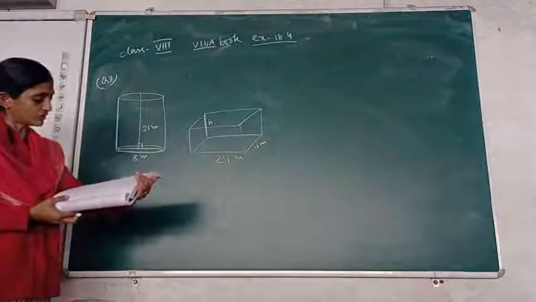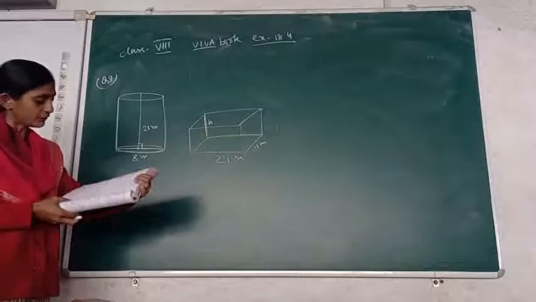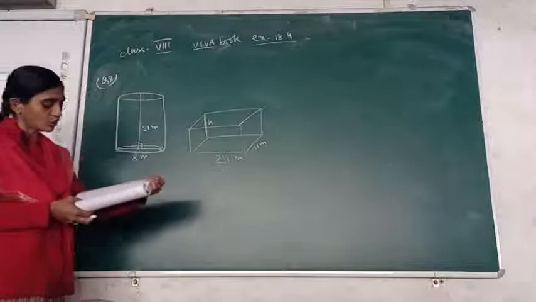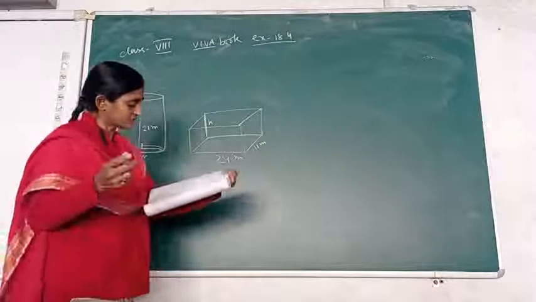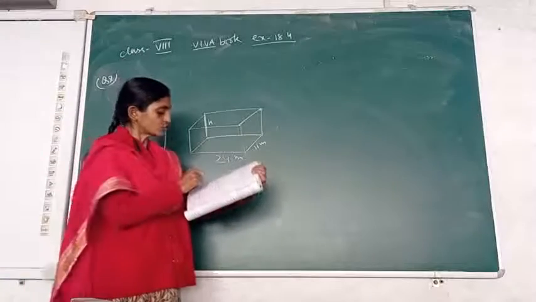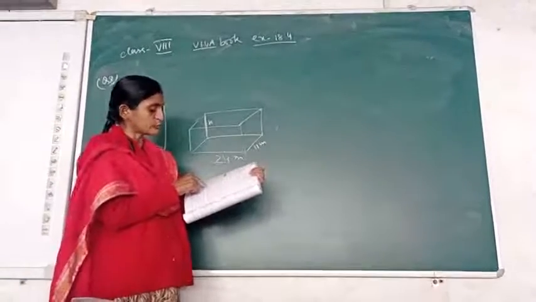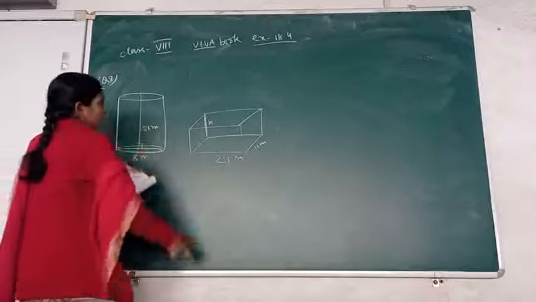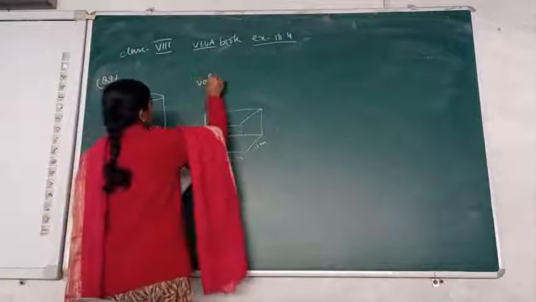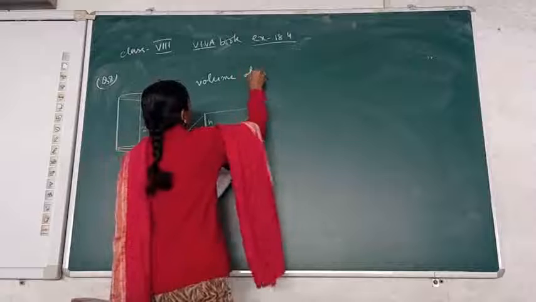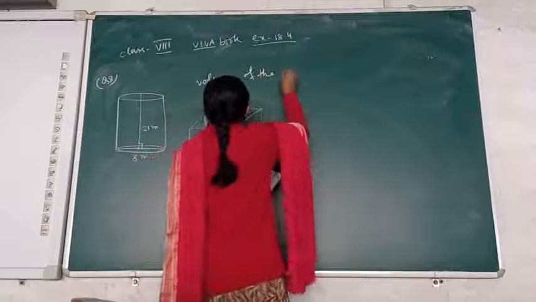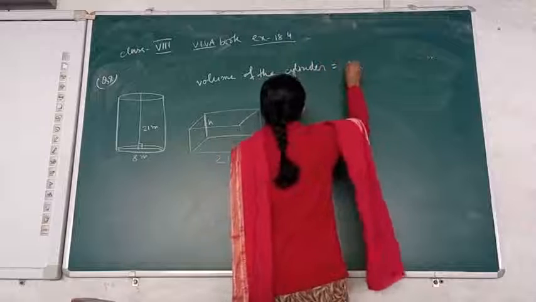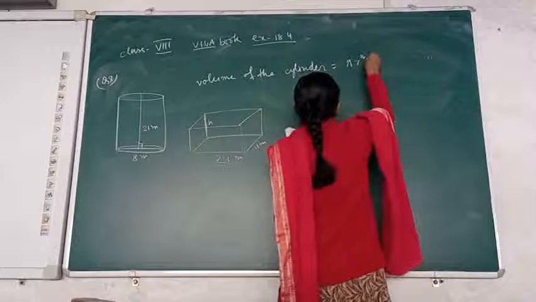In the first part, you have asked that if the soil so dug out is spread over a rectangular plot 24 meter into 11 meter, what is the height of the platform formed? So first we have to find out how many cubic meter of soil must be dug out. For that I need the volume of this one. So volume of the cylinder equal to what it is, pi r square into h.